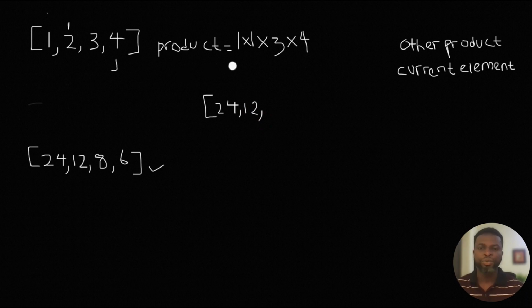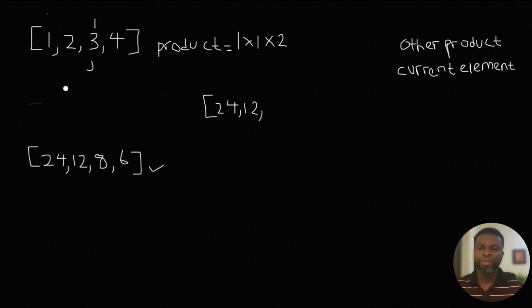Next, I'll go ahead and reset the value of the product to 1. And then I'll move j back to the first element in the array. And now I move i to the next element in the array, which is 3. Now I include 1 in the product. I'll move j to the next element in the array, which is 2. I'll include 2 in the product.